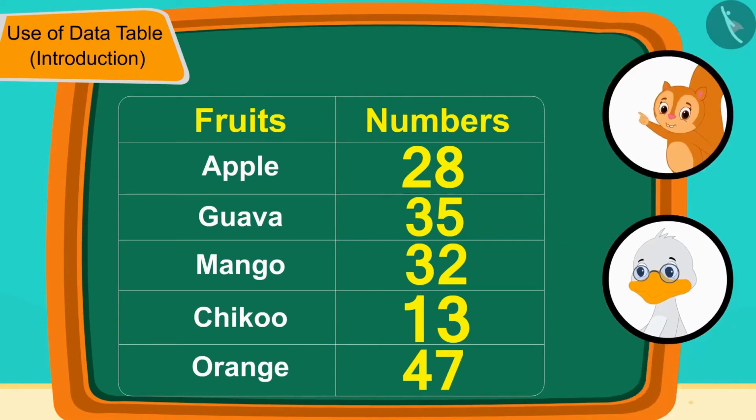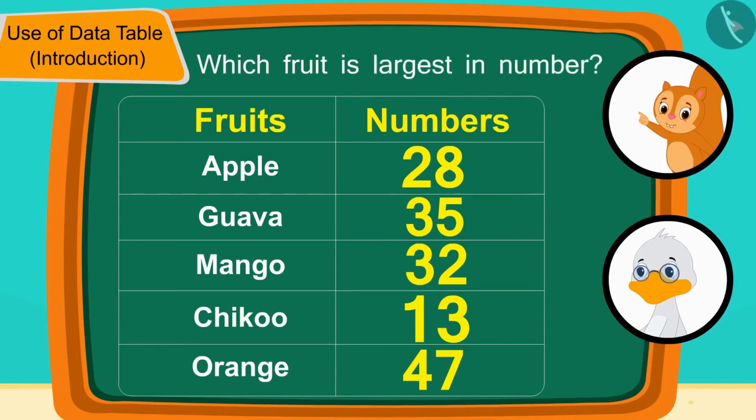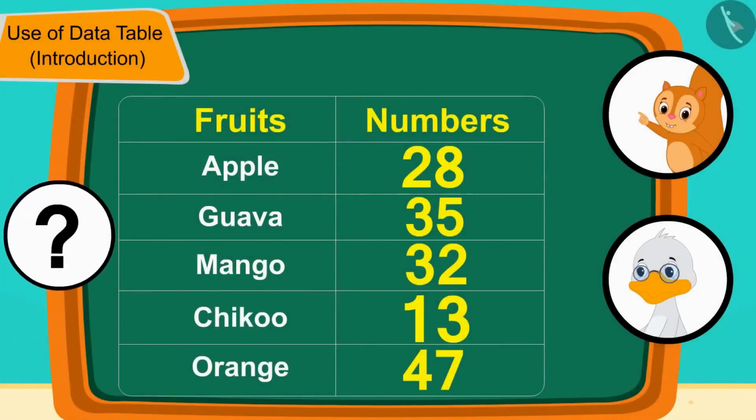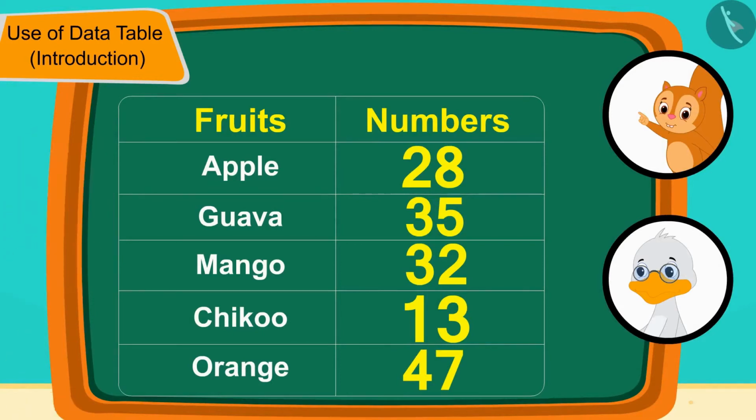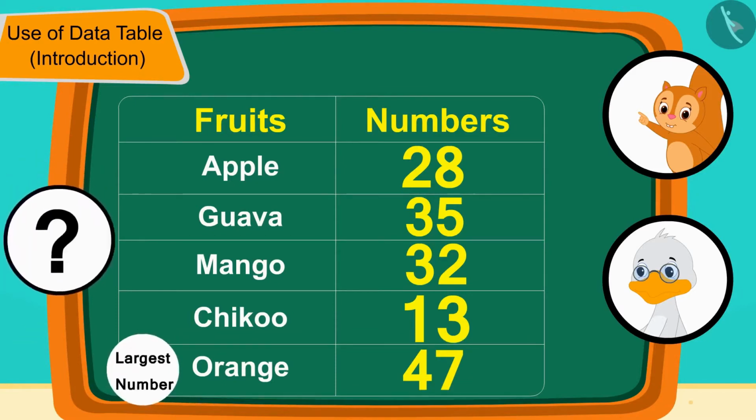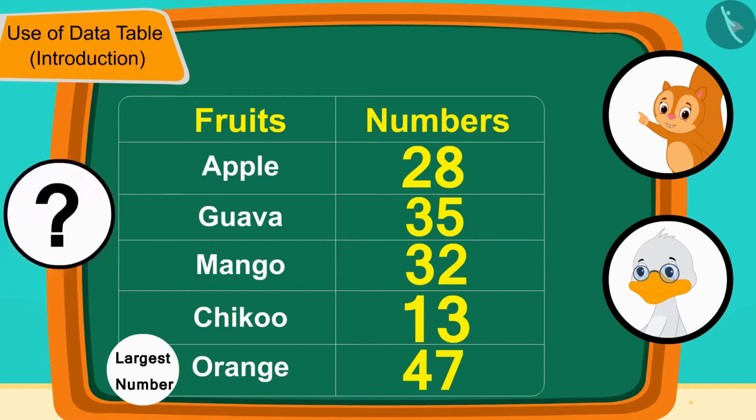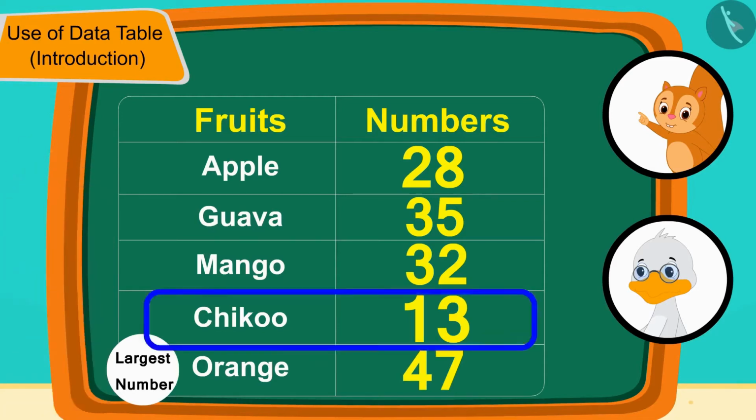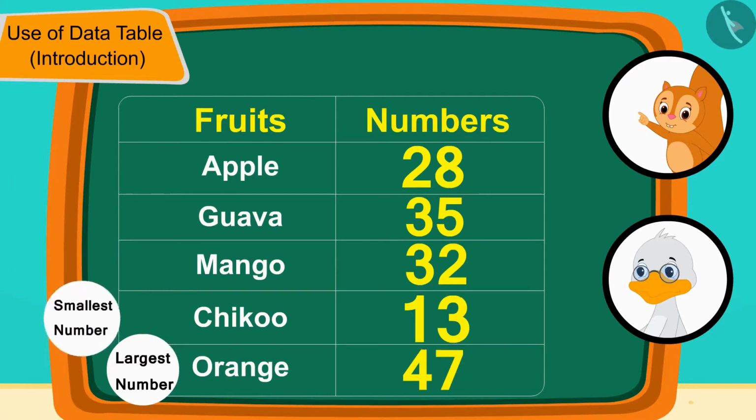Chanda asked Uncle, Uncle, can you now tell which fruit is largest in number? Children, by looking at this table, can you tell which fruit is the largest in number? Well done! Your answer is absolutely correct. The total number of oranges, 47, is the largest. Now, can you tell which fruit is the smallest in number? Correct! Number of chikkus, 13, is the smallest number.